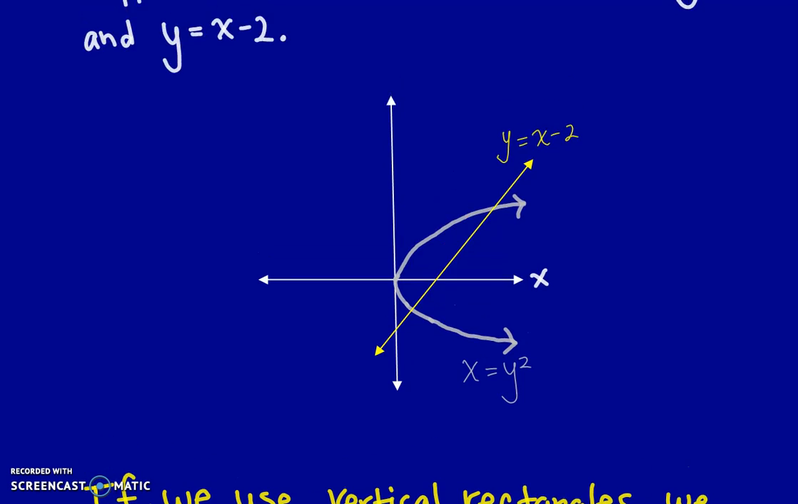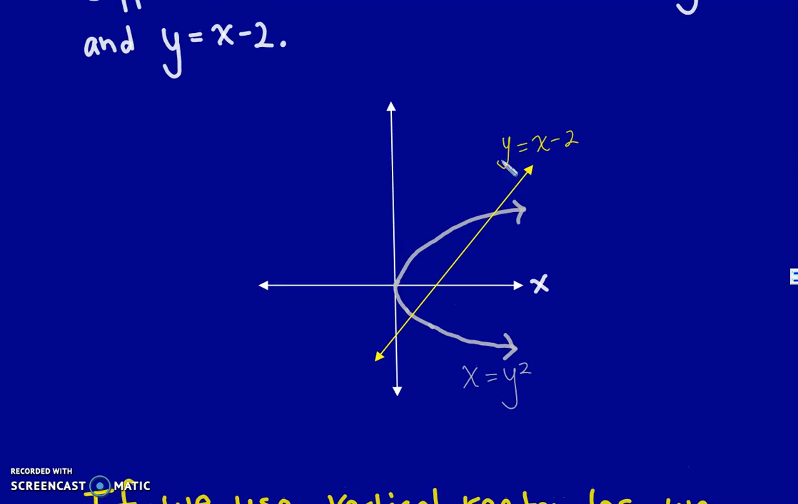So if you were able to make the relation to one of the videos that we already did, and you were realizing that we are going to integrate this in terms of y, that is correct. So we are going to integrate this in terms of y. So we are going to change this to x equals y plus 2. So we have x equals y plus 2. We have x equals y squared.